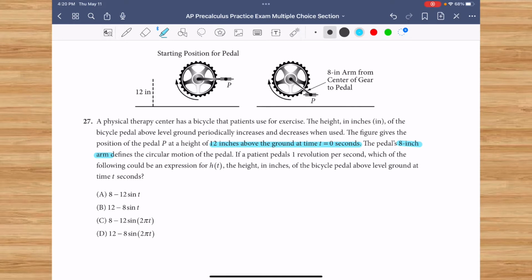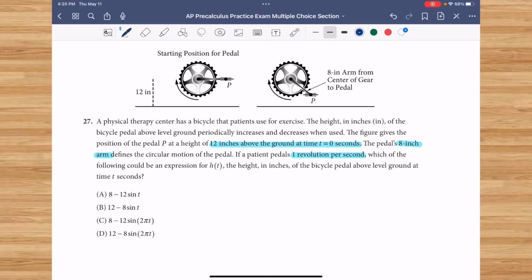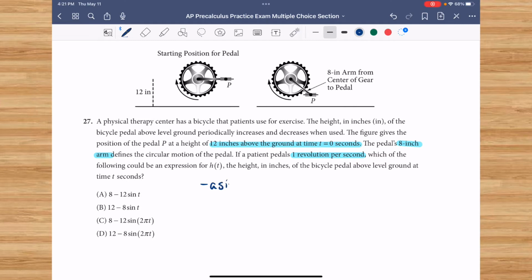If the patient's pedal revolves 1 revolution per second, which of the following could be an expression for h of t, the height in inches of the bicycle pedal above the ground level at time t seconds? Okay, so for this, we need to first understand which model we're using. It looks like A, B, C, and D are all using a sine function. So I'll quickly create a little sine function.